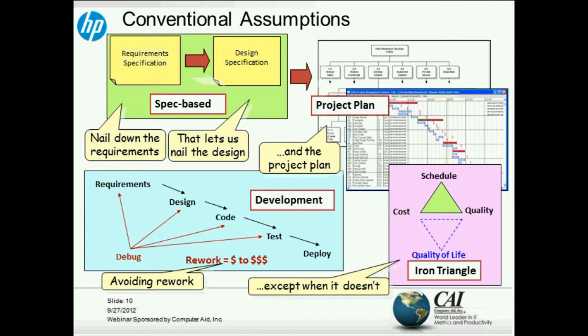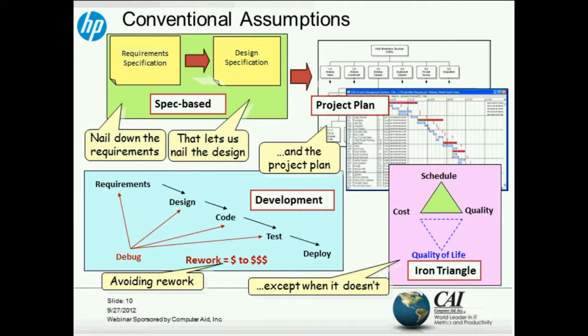And throughout the project, the normal development approach is to go from requirements collection into design, into code, into test, and then deploy. And deploying in one big fell swoop, if you would. And throughout that project, you're avoiding rework, you're catching any bugs that you need to, catching any problems, and staying within cost, schedule, and quality throughout that project. Except for when that doesn't work. And when that doesn't work, then what normally suffers is the quality of life.